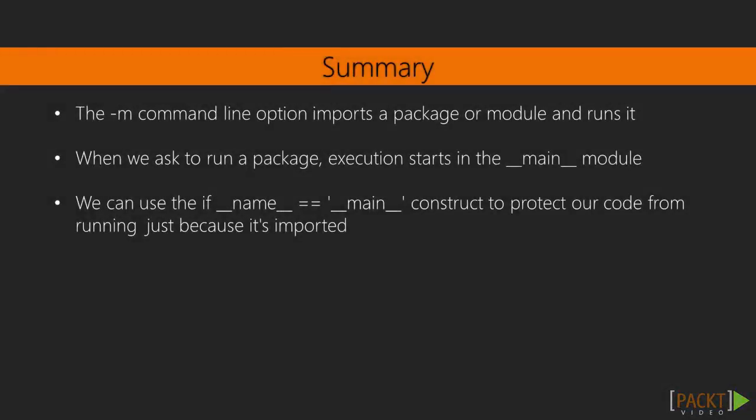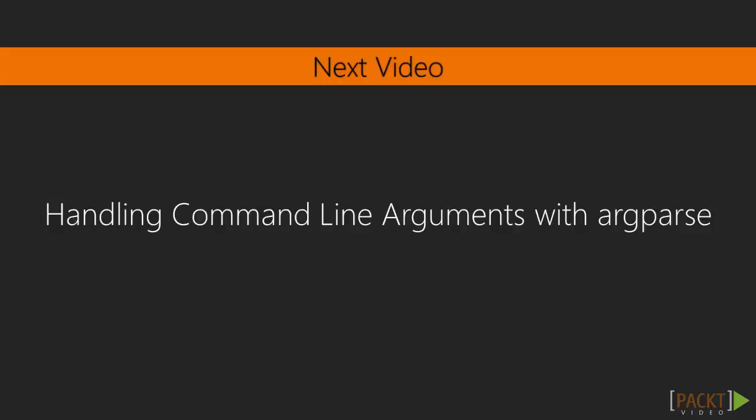That's it for how to make a package run as a program. The -m command line option imports a package or module and runs it. When we ask to run a package, its execution starts in the __main__ module, if it exists. If it does not exist, an error will be raised. We can use the if __name__ equals "__main__" construct to protect our code from running just because it's been imported, and run only when it's actually executed, intentionally. In the next video, we'll move on to how to handle the command line arguments.